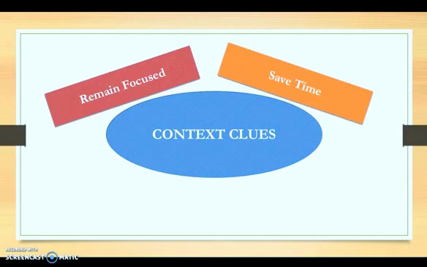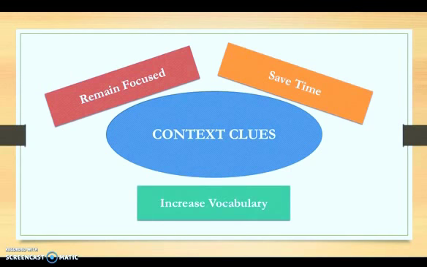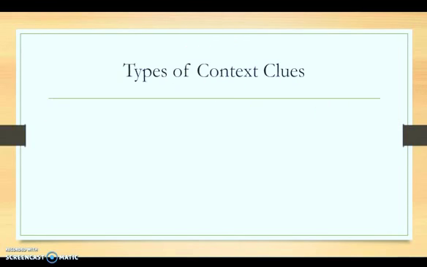By using context clues, we save ourselves time. We're able to remain focused while we read and increase our working vocabulary at the same time. When we define a word based upon the sentence or passage it appears in, we actually learn both what it means and how the word is used in writing. Learning words in context is far better than learning them by trying to memorize what the definitions are.